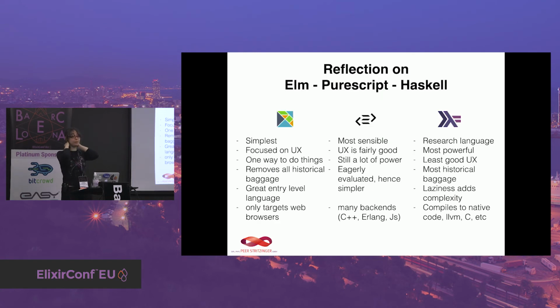So I'll inflict on you my reflections about Elm, Purescript, and Haskell. So Elm is the simplest language. It's very focused on user experience. It comes before anything else. And as a consequence, it only gives you one way to do things. It makes all your choices for you. And they're also very merciless in removing any historical baggage, which keeps the language small and the learning curve flat.